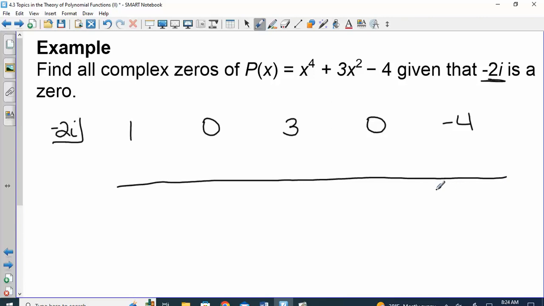I like this one. It's not so bad. No, this is not bad. All right, so the 1 comes down.